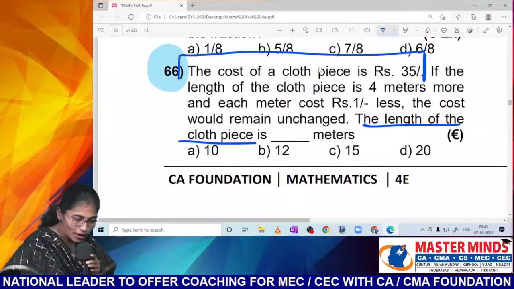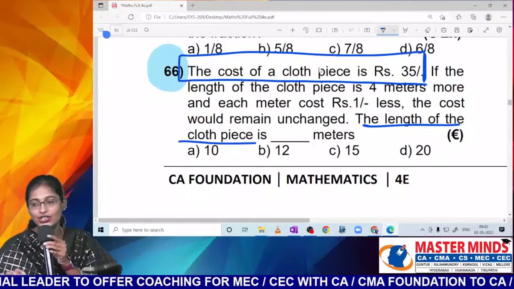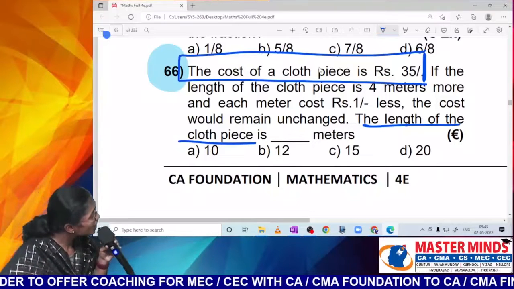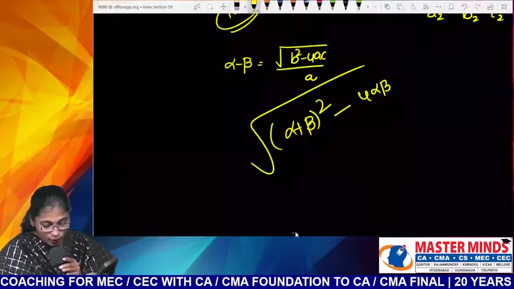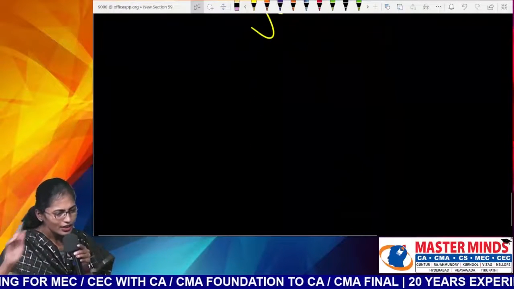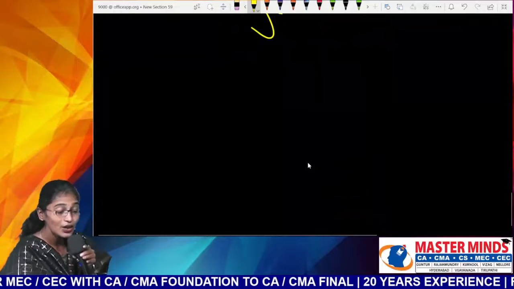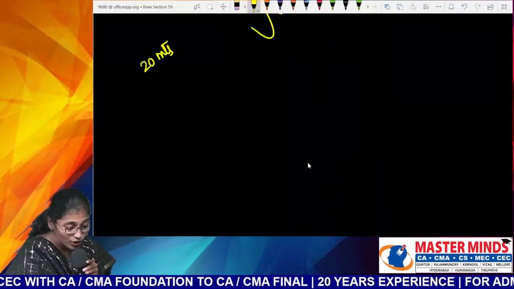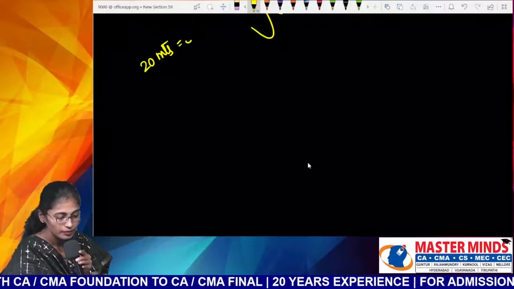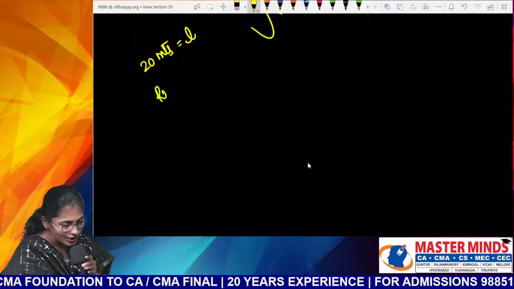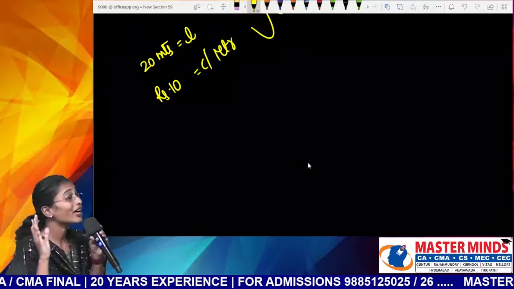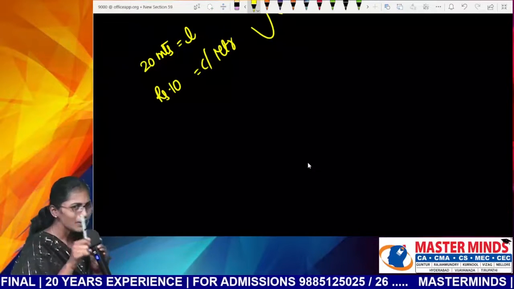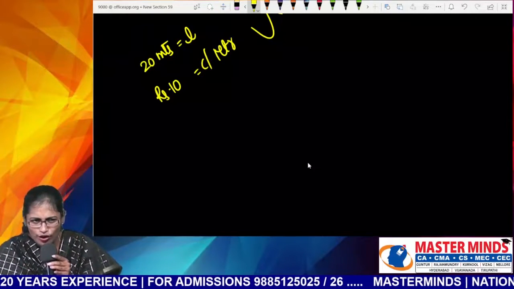So this is my first half of the question, and the rest is my second half. What is the cost of the cloth piece? 30. Now I have a doubt. I have a cloth piece of 20 meters length, and each meter costs 10 rupees. May I know the total cost, everybody? How did you calculate that? Length into cost per meter. That's what you are doing, right?